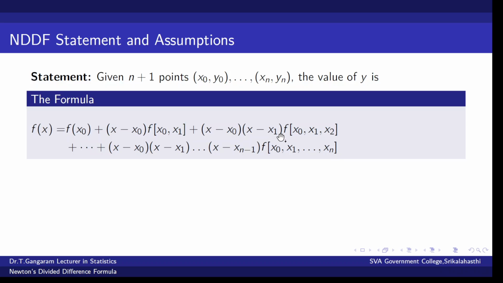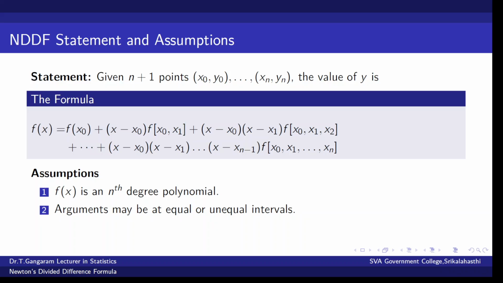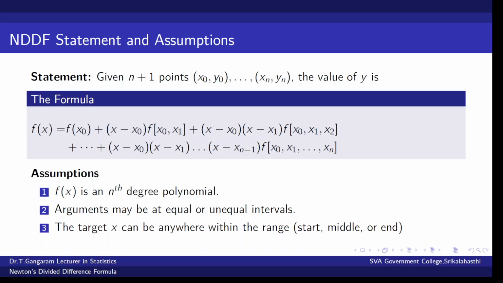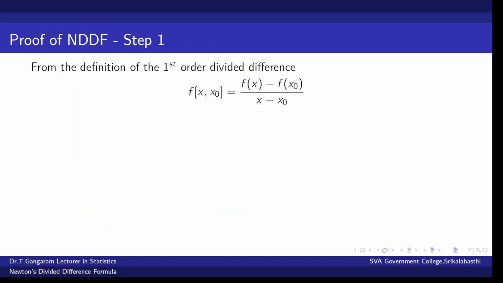Here we need to write just below the first order difference: for x0, x1, for x1, x2, for xn minus 1, xn, divided differences. The assumptions are f of x is an nth degree polynomial. Arguments may be at equal or unequal intervals, and the target x can be anywhere within the range.